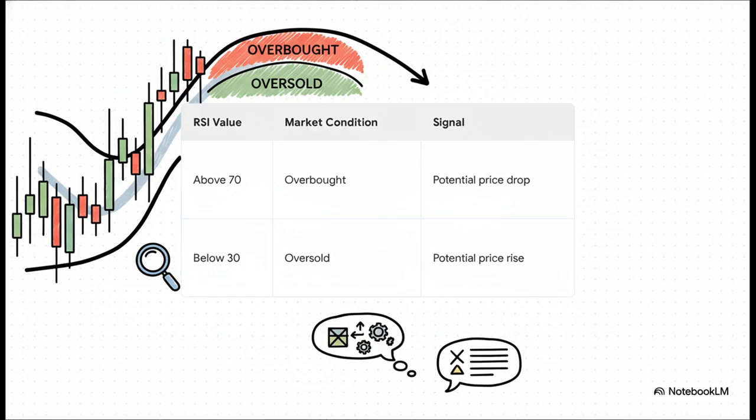And as this table shows, if the reading goes above 70, it suggests the asset might be overbought, like the engine is overheating, and it might be due for a price drop. If it dips below 30, it might be oversold, running out of gas, and could be due for a bounce. It's a fantastic tool for getting context on just how strong a price move really is.